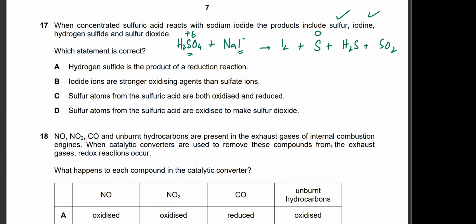Here sulfur is being reduced. This is minus 2, this is plus 4. So sulfur was originally plus 6, and now it's getting reduced to 0, minus 2, or plus 4. So hydrogen sulfide is the product of a reduction reaction. So A is fine. It is a product of a reduction reaction. That's fine. Is this clear?